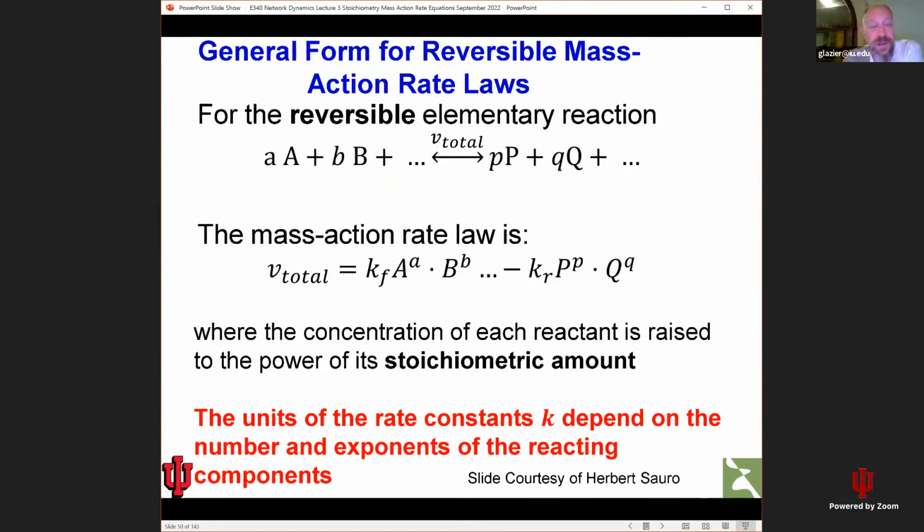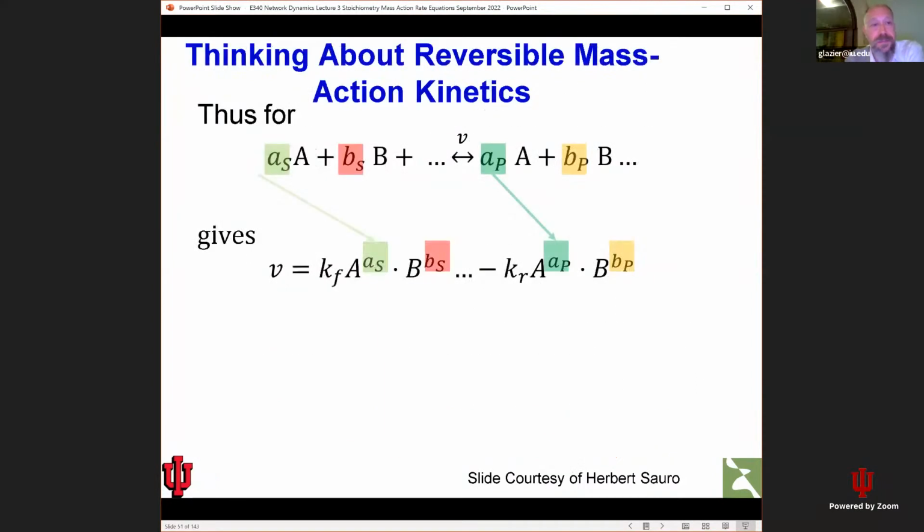So in general, if I have some long string, a A plus b B goes to c C, e times B plus q Q, the net reaction is K forward times A to the a times B to the b times C to the c, and so on, minus K reverse, P to the p, Q to the q, and so on. So I can do that pretty systematically.